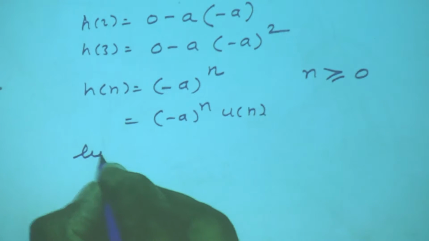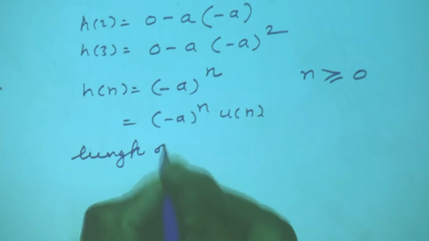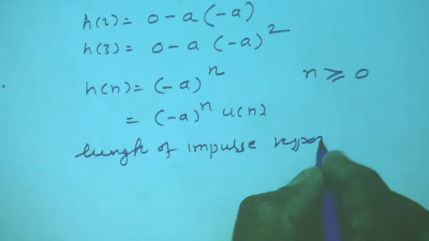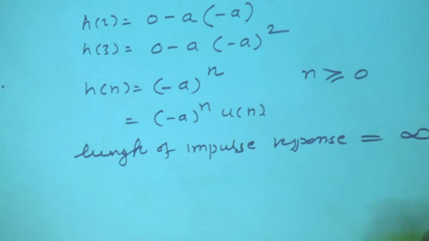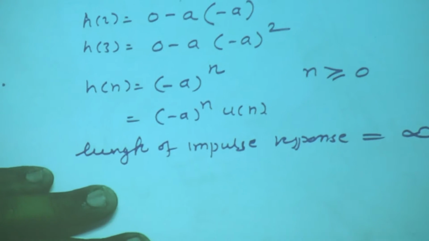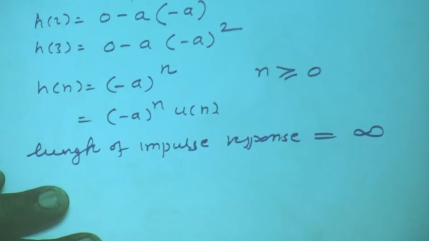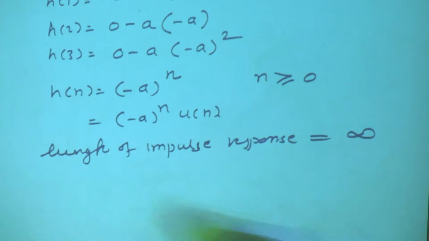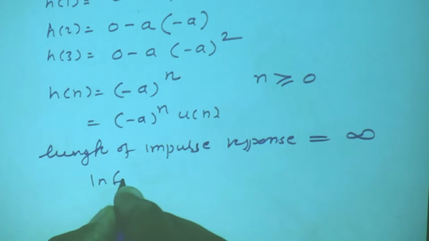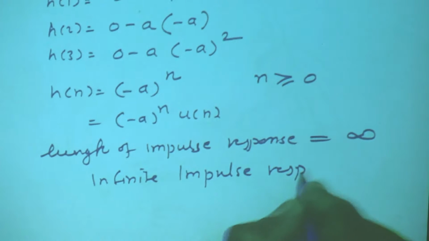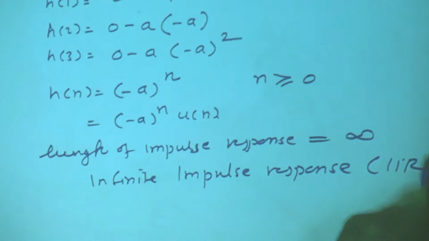What is the length of the impulse response? The length of the impulse response is infinity, because u of n is an infinite duration sequence. u of n is present even for n equal to infinity, where u of infinity is 1. So the length of the impulse response is infinite, and such a system is called an infinite impulse response, or in short, IIR system.